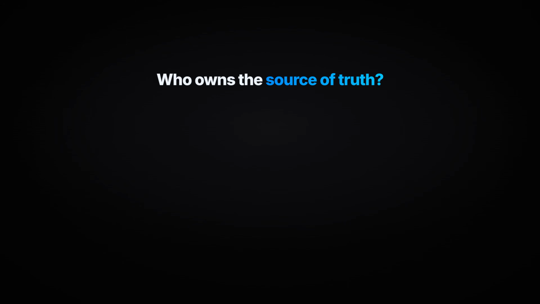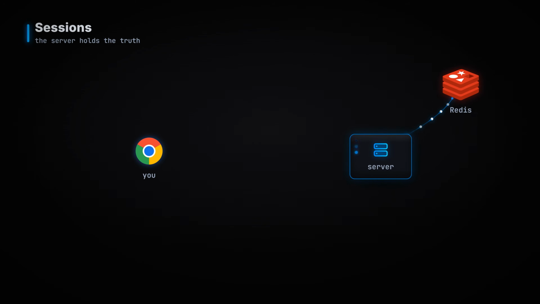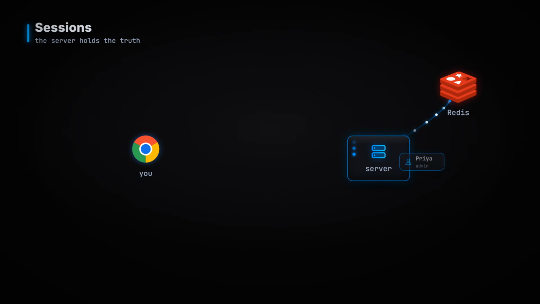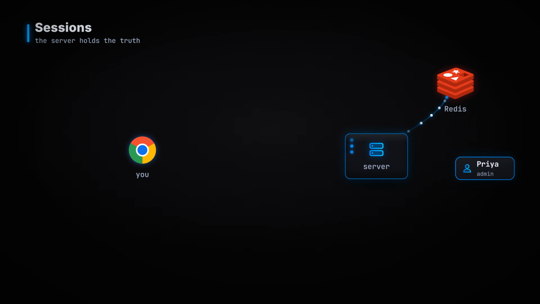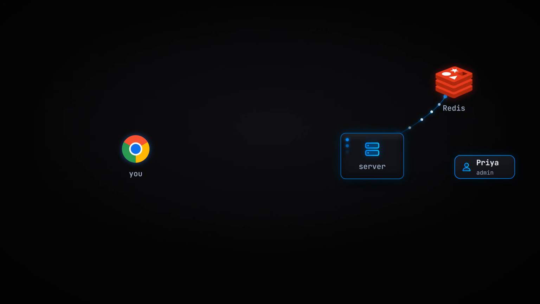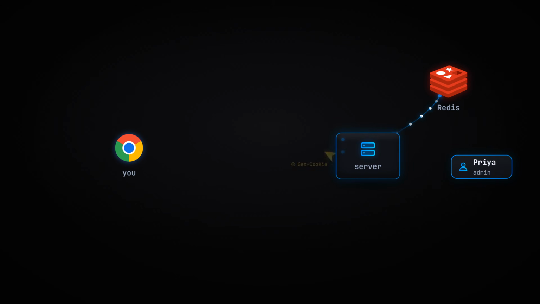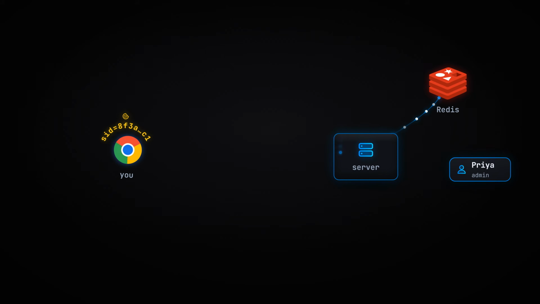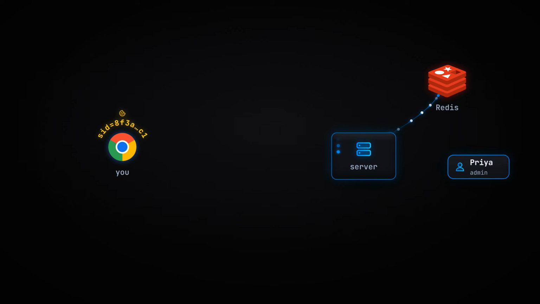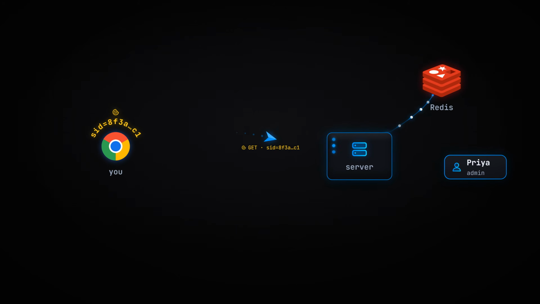And the entire difference comes down to one question. Who owns the source of truth? The server or the token? First, the server remembers. When you log in, the server creates a session. It stores that session somewhere. Memory, a database, usually Redis. Then it sends your browser one tiny piece of information, a session ID. That's just a long random string stored inside a cookie. Every future request automatically sends that cookie back.